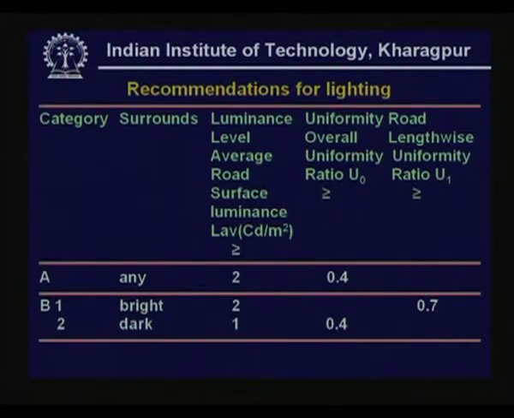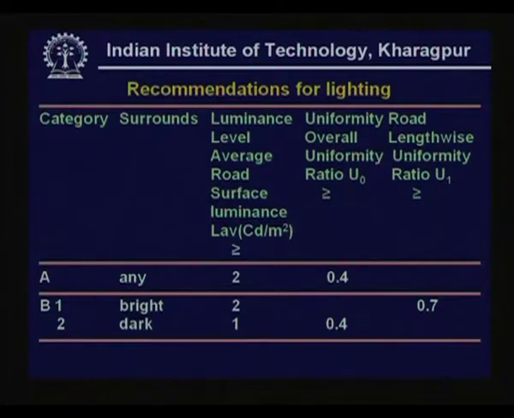If you see the table for recommendations for lighting, the first column talks about category, the second one is surrounds, then the average road surface luminance level is mentioned, and you have the two uniformity indices which we talked about: L min by L average, or U naught, and L min by L max along a line where the observer faces the traffic flow, called the longitudinal uniformity ratio U1.